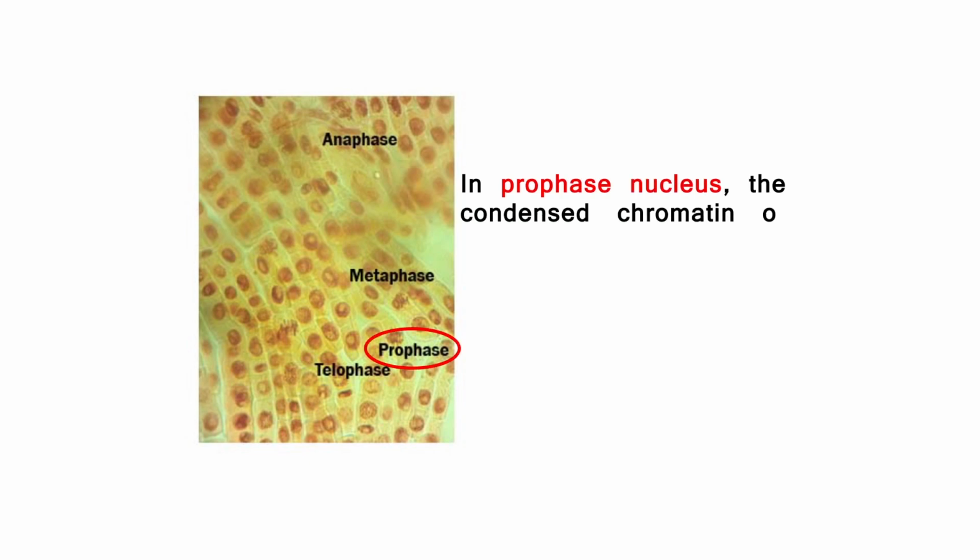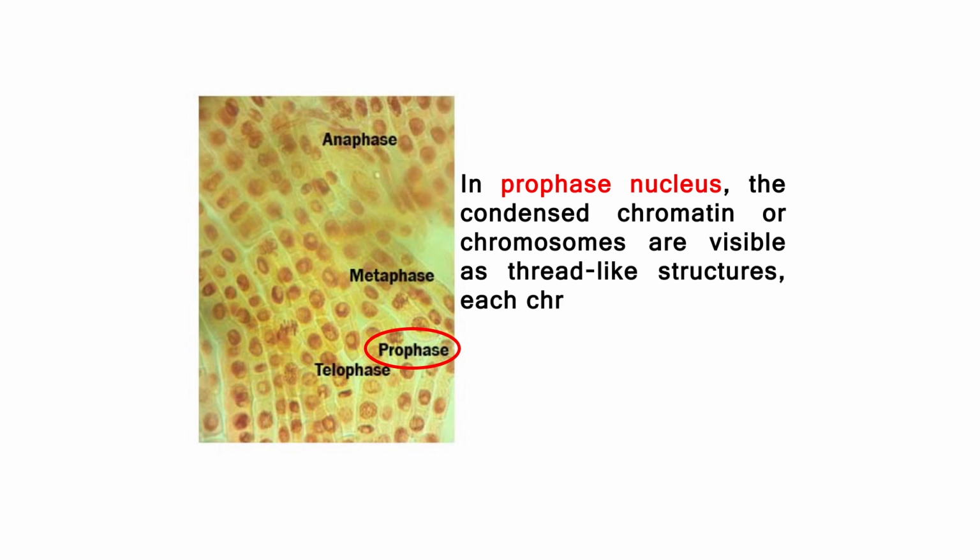Let us now see the results. Large and distinct nucleus with distinct nuclear membrane and nucleolus of the dividing onion root tip cells are visible. In the interphase nuclei, the chromatin networks are not distinguishable into chromosomes. In prophase nucleus, the condensed chromatin or chromosomes are visible as thread-like structures, each chromosome with 2 sister chromatids.